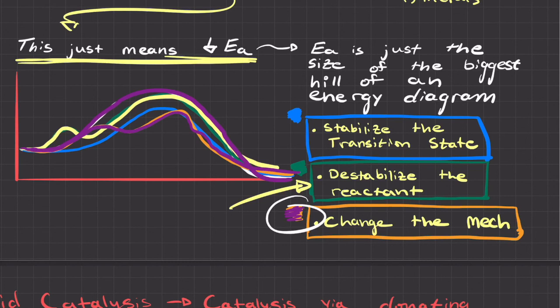It's got 2 steps. It has 2 hills instead of 1. So it's very, very different, but still those hills individually are small. The size of the biggest hill for the nucleophilic catalyst is still smaller than the size of the biggest hill of the uncatalyzed version, right? So it's still been catalyzed by definition. Its activation energy has decreased.